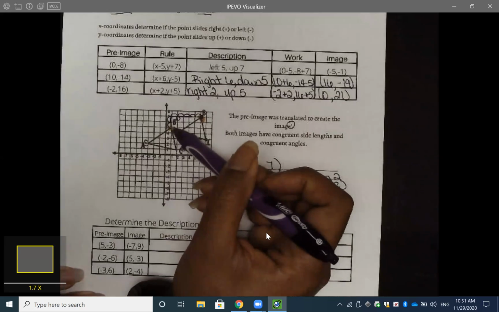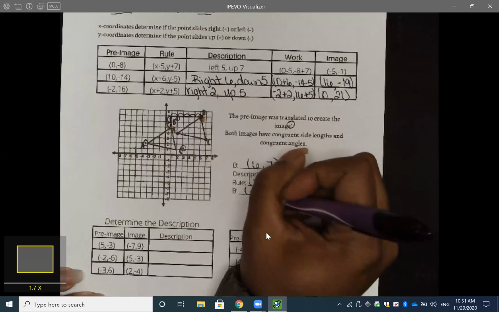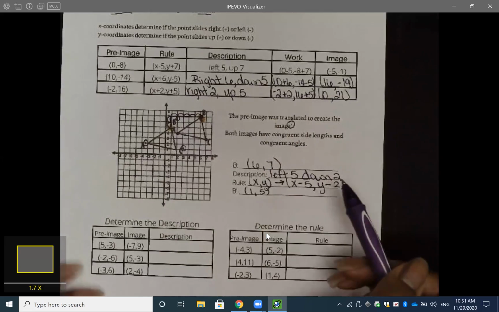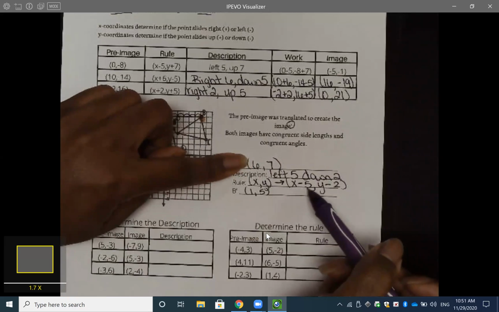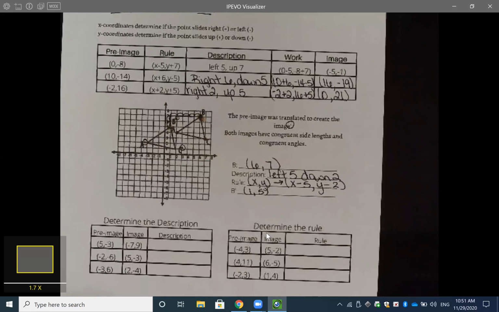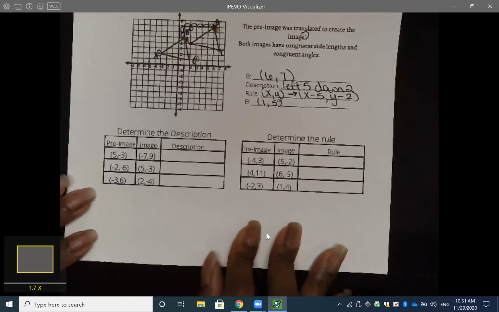1, 5. And I can't really see that, but if I wanted to check it, I can go 6 minus 5 is 1, and 7 minus 2 is 5. So that's right.